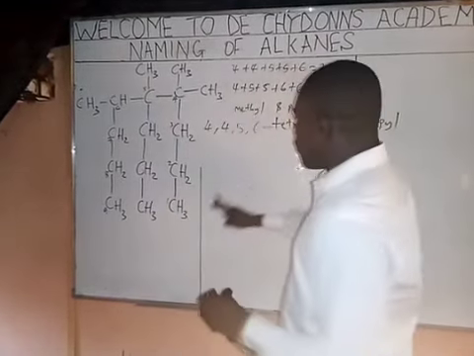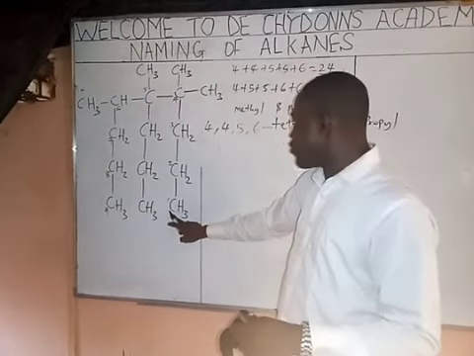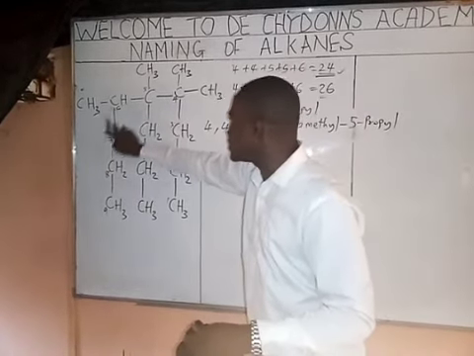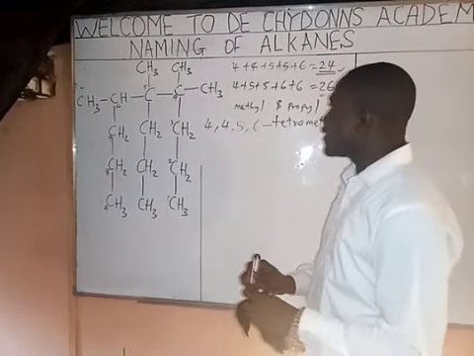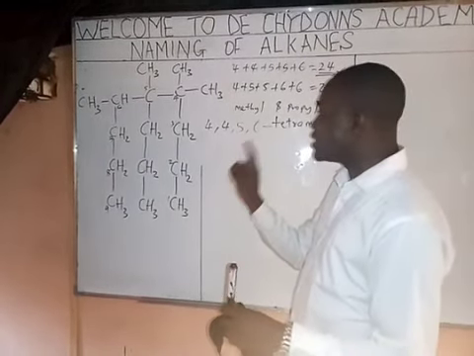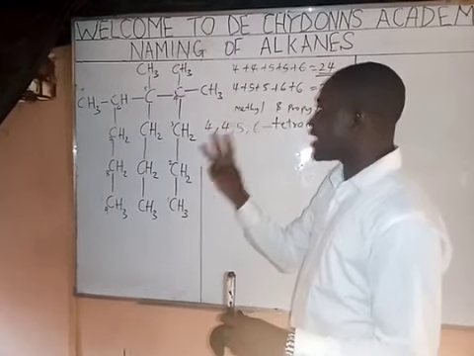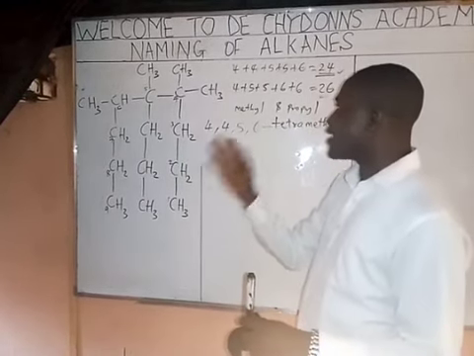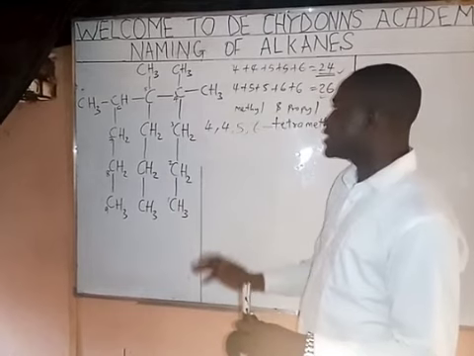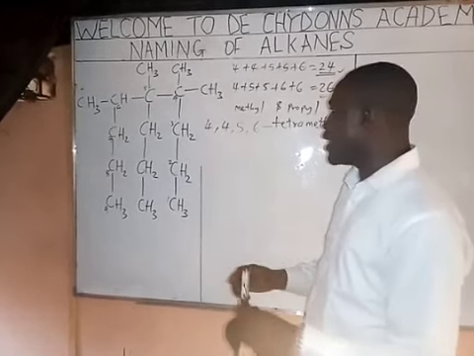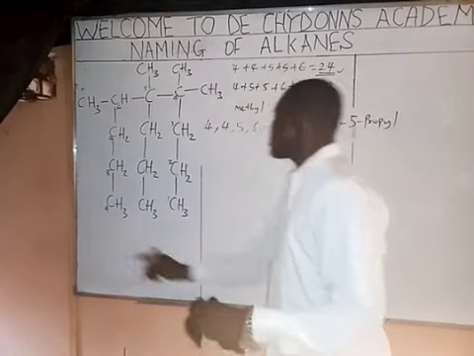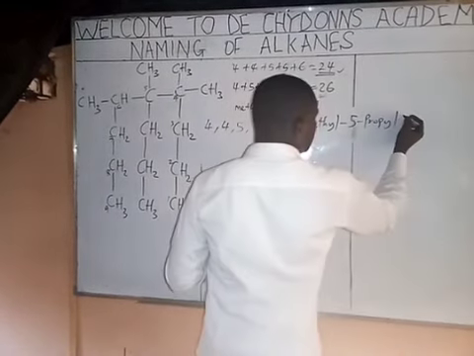Now, what is the longest carbon chain we have? 1, 2, 3, 4, 5, 6, 7, 8, 9. We have 9 carbon atoms. Then we now say, when it is 1, you say methane. 2, ethane. 3, propane. 4, butane. 5, pentane. 6, hexane. 7, heptane. 8, octane. And 9, nonane. So because this is 9, we now say propylnonane.